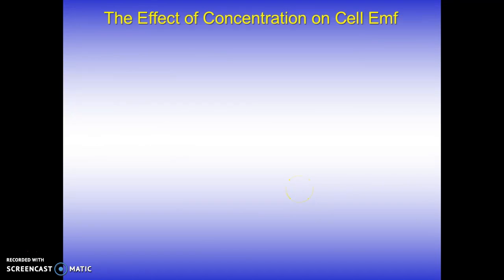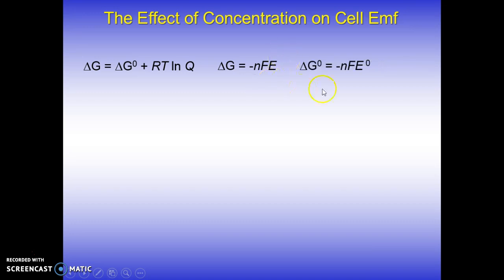The effective concentration on cell EMF is also something that we want to take a look at. To look at concentration, we're looking not at K, but at Q. So we're going to go back and use the delta G equation when you are at non-standard conditions. This also comes into play. And then, for standard conditions, delta G equals negative nF E naught.